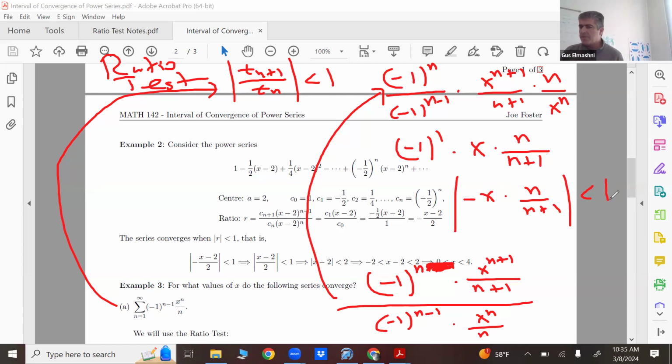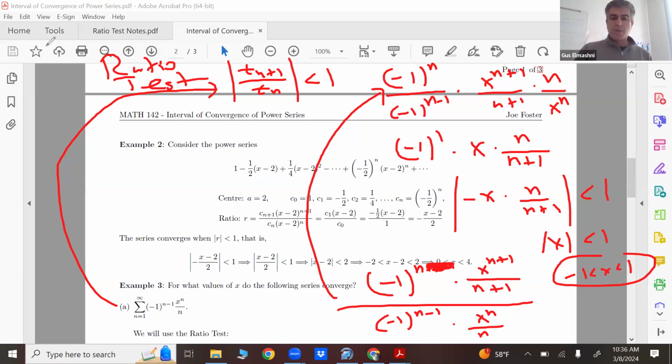Now, these are infinite series, right? So n is approaching infinity. What happens when we have a rational expression like this when the degrees are the same? What does that reduce to when n is approaching infinity? 1. Good. So the absolute value of -x, which is the absolute value of x, has to be less than 1. So your interval of convergence will be from -1 to 1. As long as x is between -1 and 1, this will converge. And that's how you prove it. That's a proof you have to do.